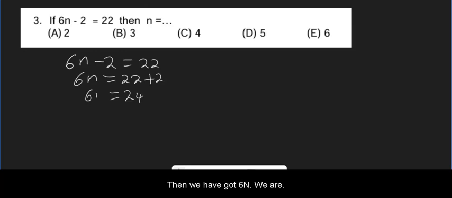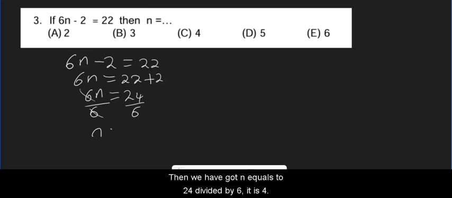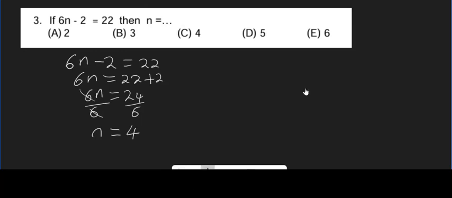Then we have got 6n. We want to know what the n is. So we will divide both sides by 6 to cancel out the 6 on this side. Then we have got n equals 24 divided by 6. It is 4. Then again, the answer is C. Okay.